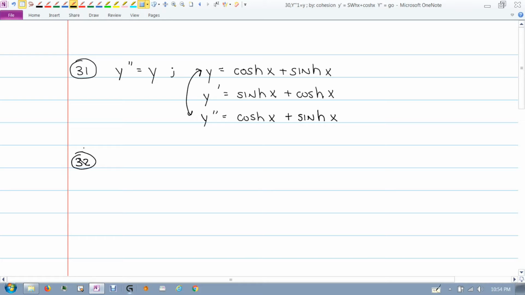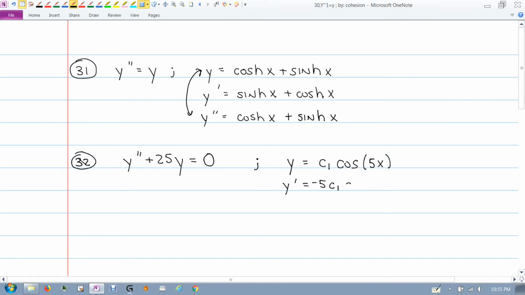32. y double prime plus 25y equals 0. So on this one, we are given that y is equal to c1 cosine of 5x. So we need our second derivative. So let's take our first derivative. That 5 is going to pop out. C1, we're going to get a negative because we take the derivative of cosine, we get sine.